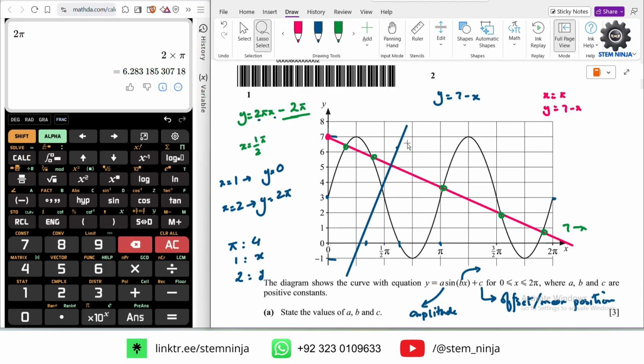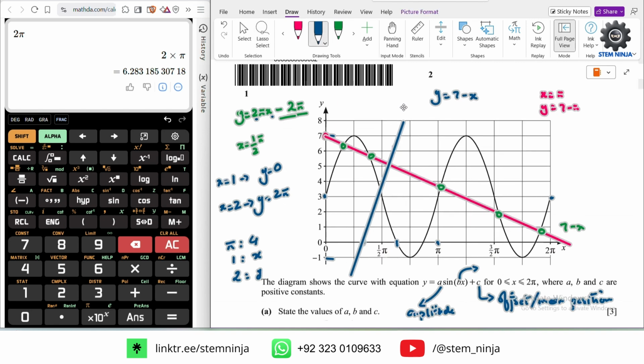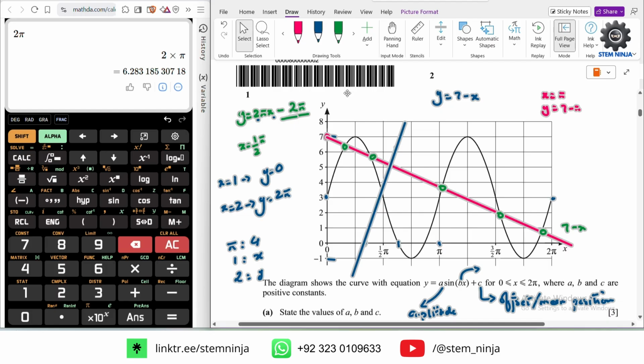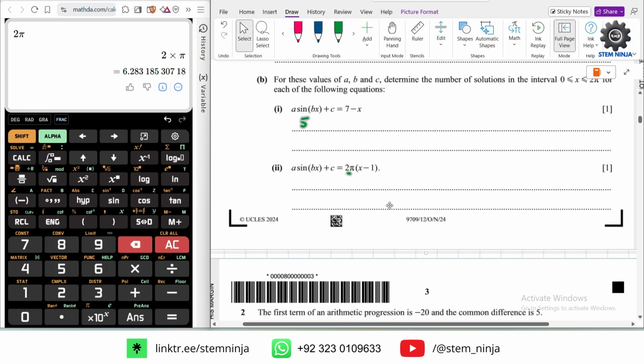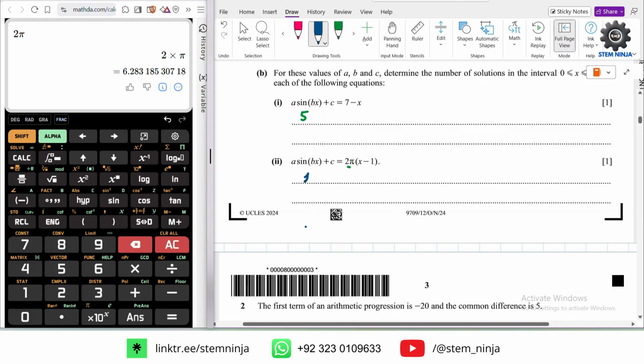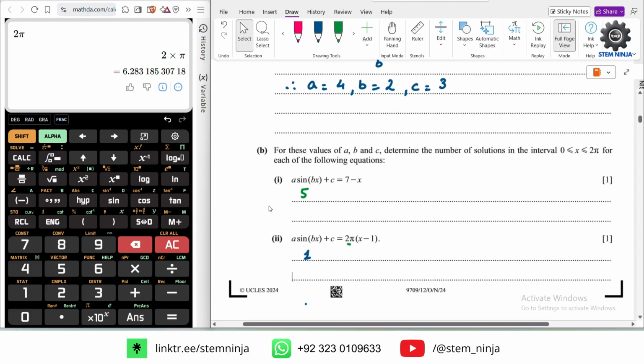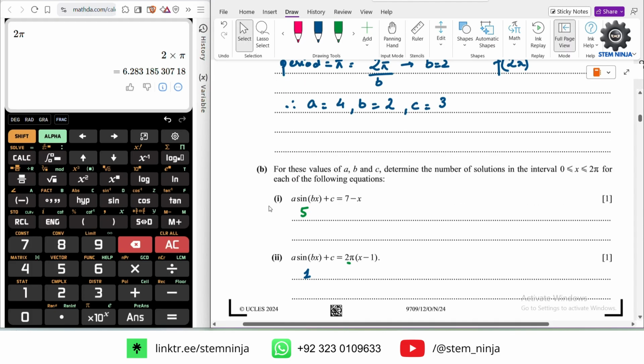Okay. So as you can see, this is roughly the estimate of this line. So there is only one solution for this. Okay, that's it. All right, let's move on to the next question.